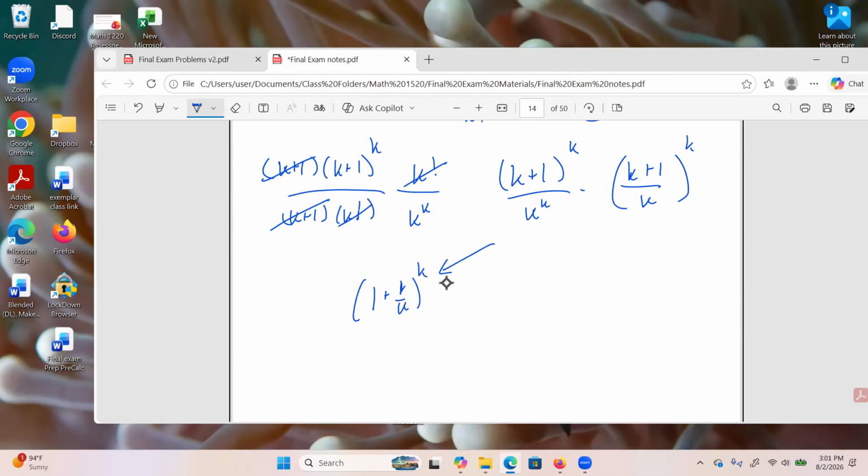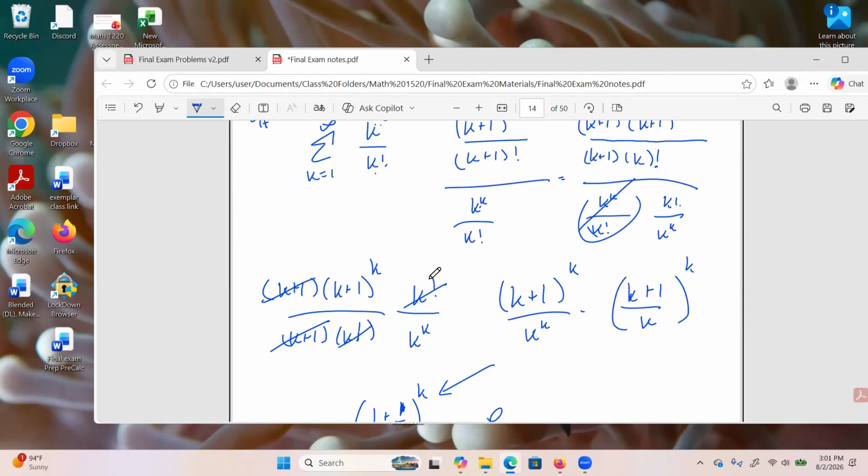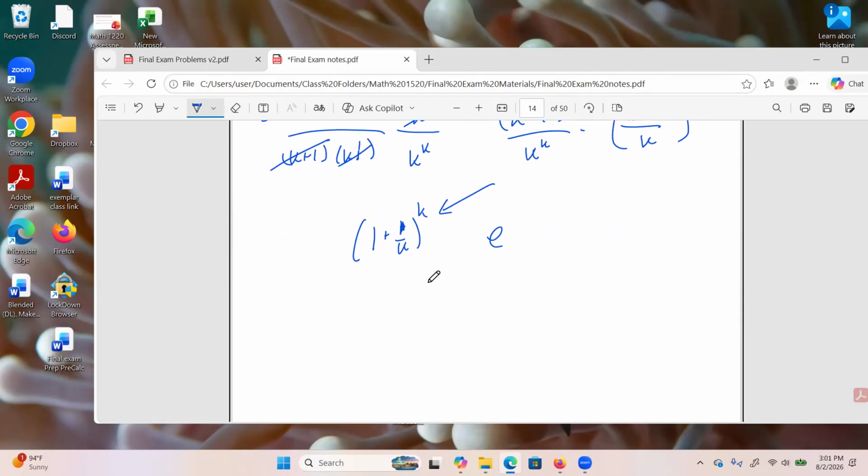Now, this is a limit that you should know. This is actually equal to e, as k goes to infinity, because that's when it's equal to e. Going back to the ratio test: if my limit is less than 1, then we converge. If the limit is equal to 1, the test is inconclusive, and you have to do something else. If the limit is greater than 1, then it's going to diverge. e is a number greater than 1, so this series diverges, and that's all you have to do for this one.